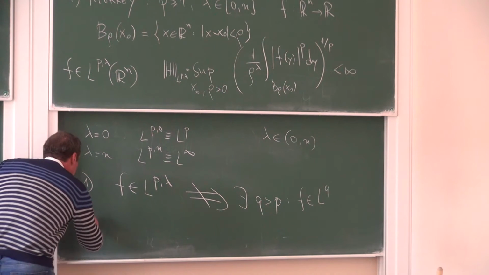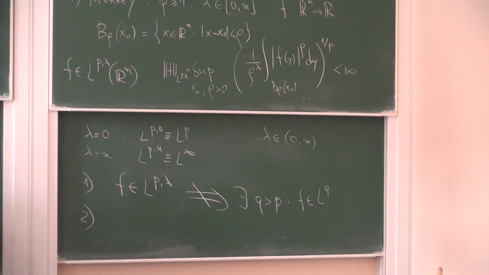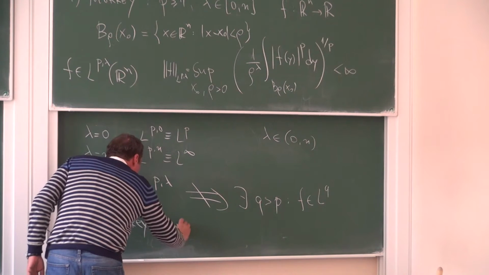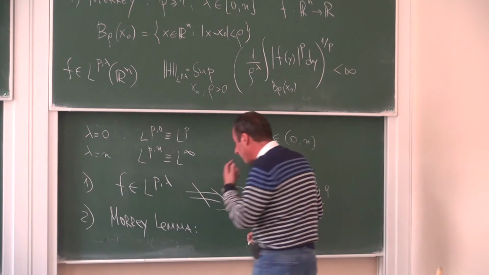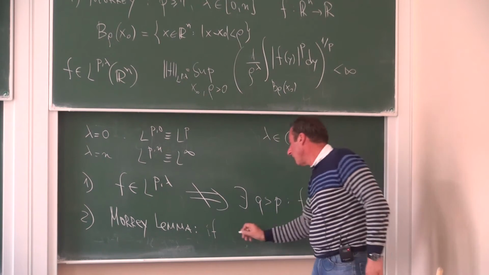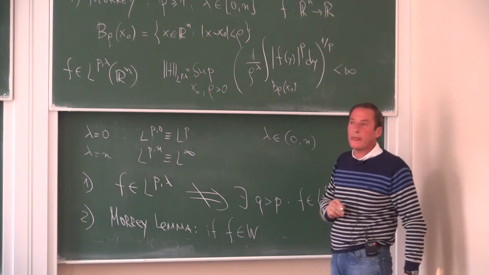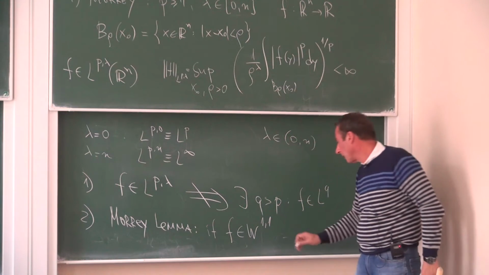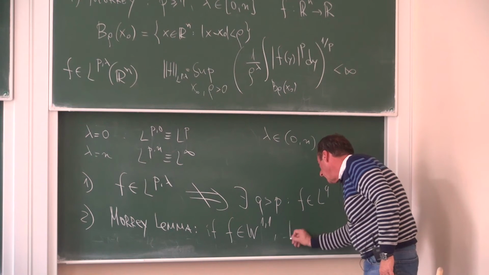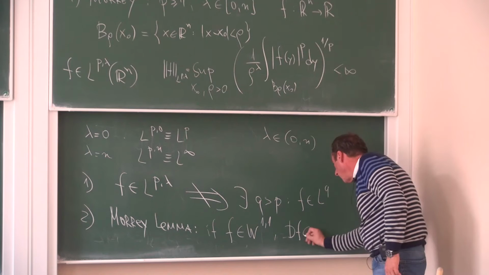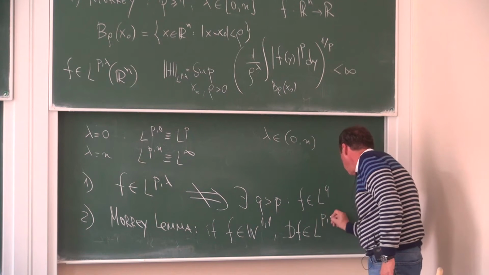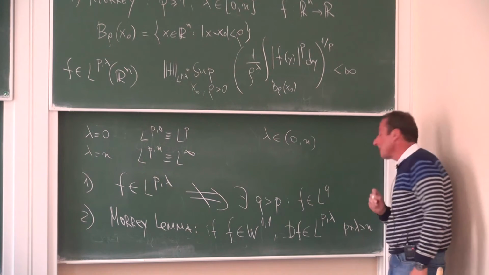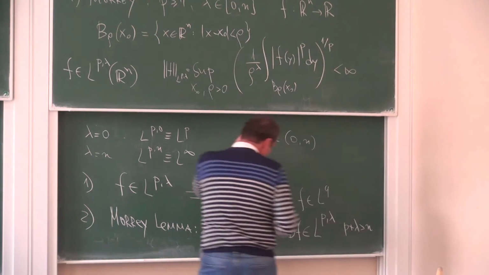And the other important property for the Morrey spaces is the so-called Morrey lemma, which asserts that if you have some function f which belongs to the Sobolev space W^{1,1}, with the gradient of this function belonging to the Morrey space L^{p,lambda} with p plus lambda greater than the space dimension n.